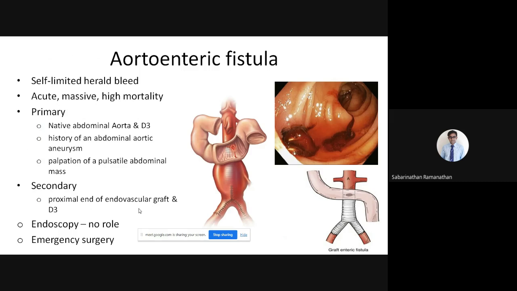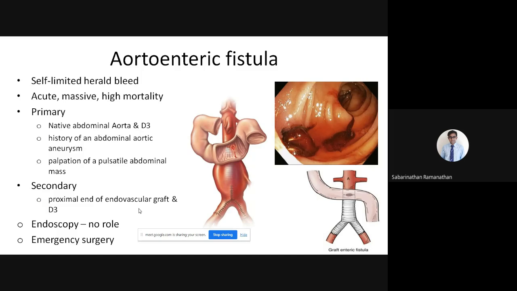So this is one of the rare conditions. Aortic enteric fistula can present as upper GI bleed, and it is a self-limited herald bleed. It can be acute, massive, associated with high mortality, and it can be primary or secondary. Primary, involving the native abdominal aorta at the D3 part of the duodenum. There is a history of an abdominal aortic aneurysm, and on palpation we can see a pulsatile abdominal mass.